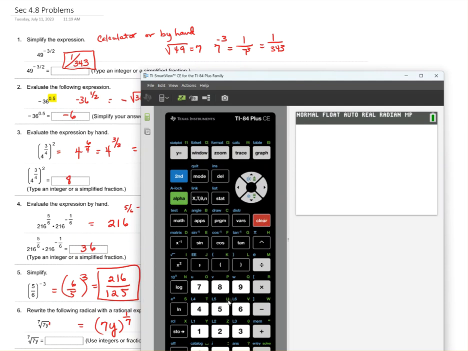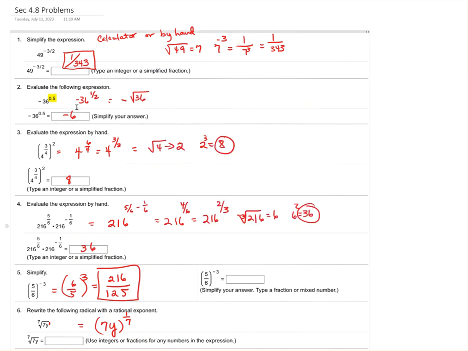Okay, let's try that again. Negative 36 raised to the 0.5, and we get -6. If we were doing it by hand, it's negative 36 to the 1/2. So this negative is outside, and then the square root of 36.